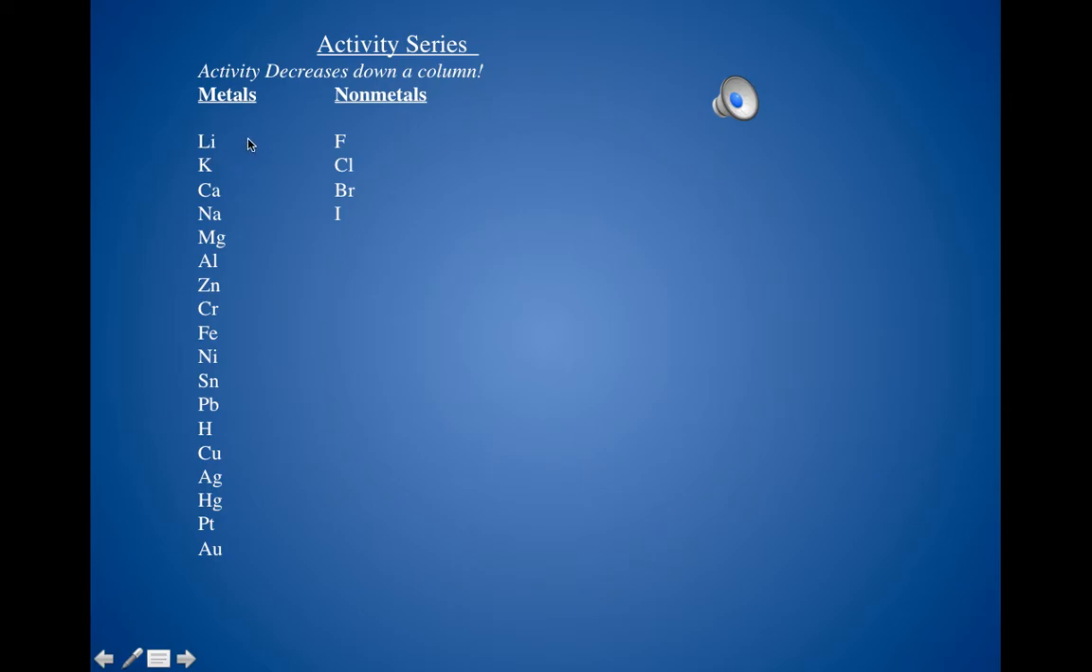Elements that are higher up don't like being on their own. So lithium, for example, wants to be in a compound. Potassium wants it, but not quite as much as lithium, and so on. And when you get down to gold, gold likes being on its own. So if you say, boy, we've got this COVID crisis, lithium, potassium, calcium, they'd be really unhappy. They want to get together with other elements. Whereas gold, platinum say, hey, I'm okay on my own. I'll just watch some Netflix, listen to some music, and hang out.